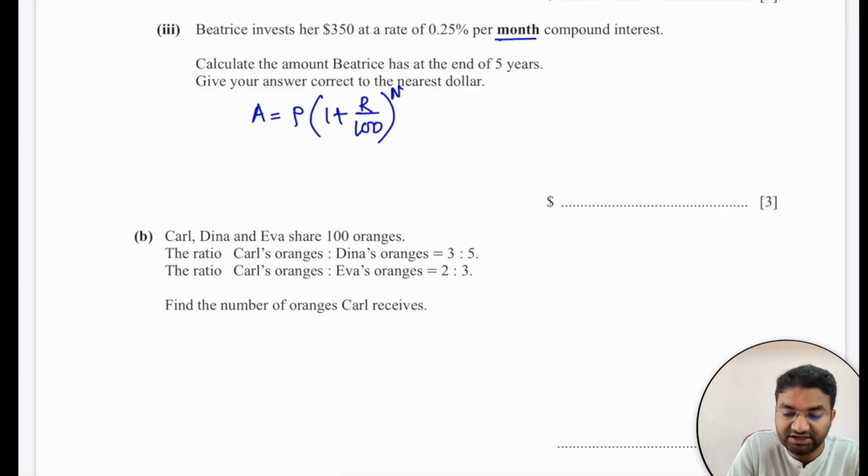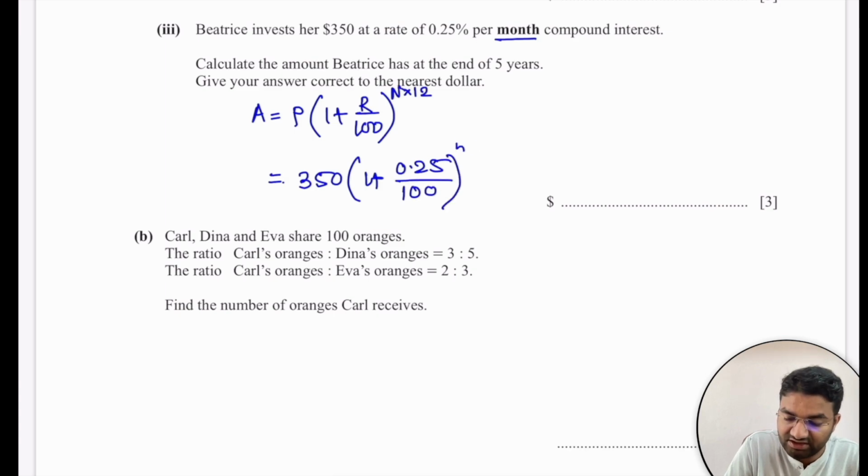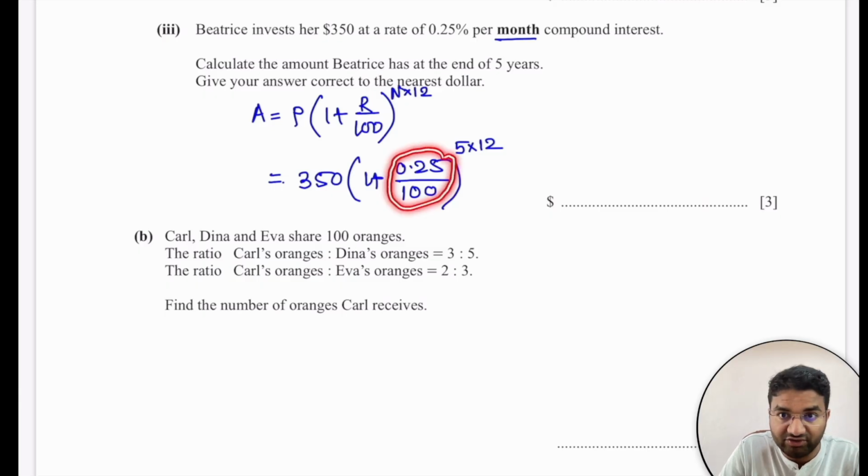Now we have to calculate by month. In 1 year we have 12 months, so multiply N by 12 and put in all the values. Principal is 350 times 1 plus R, 0.25 divided by 100, raised to N, 5 times 12, which is equal to 60. Whenever you do this calculation, start from 0.25 divided by 100, then add 1, then raise whatever answer you get to 60, then multiply by 350, and you will get the right answer. Otherwise you may end up with a wrong answer. So the answer is 406.56, which is equal to 407.